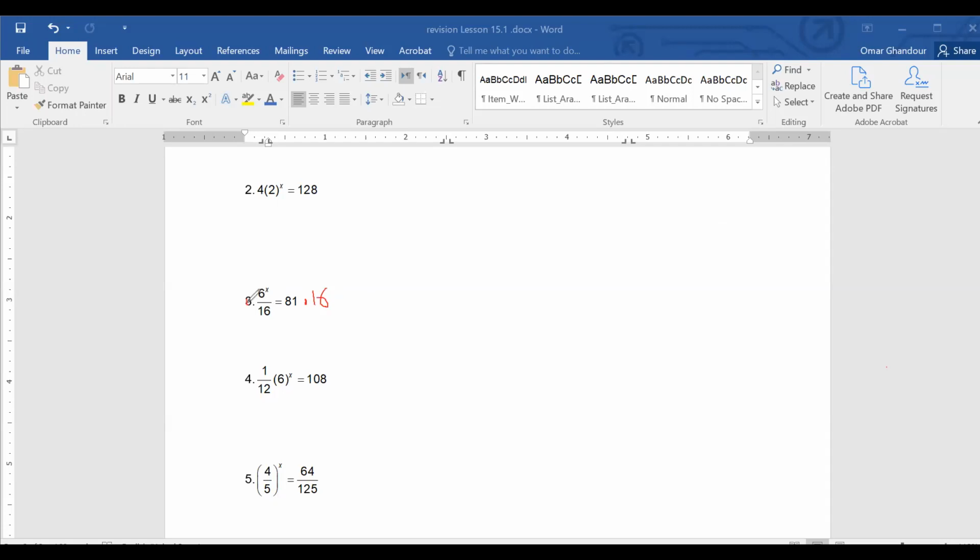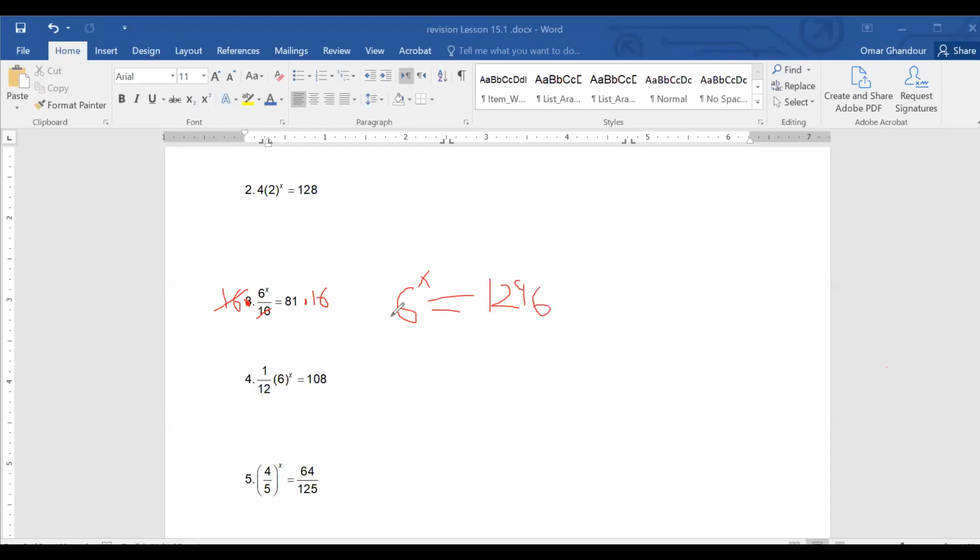And of course, in here, this is also multiplication by 16. What will happen? 16 will cancel 16. And then let's see, what is 81 multiplied by 16? So 81 multiplied by 16 is actually 1296. So I discovered that 6 power x is equal to 1296.